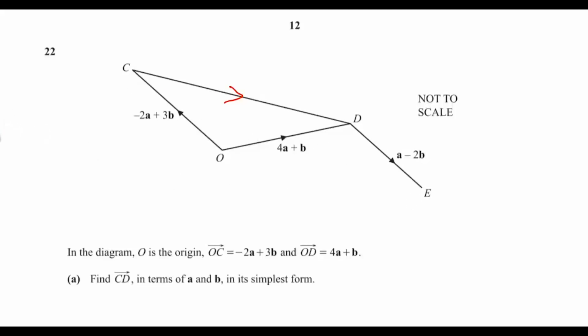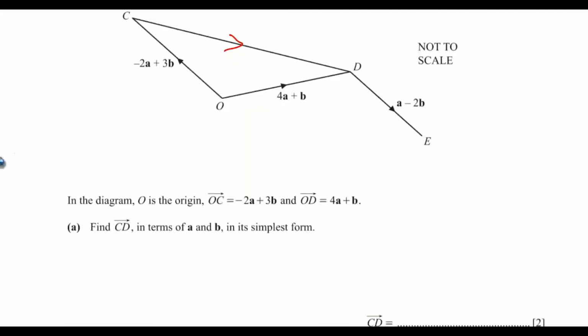So let's scroll down a little bit. So CD will be equal to CO plus OD. If you are used to position vectors, you should know that CD will be equal to D minus C. I just showed you earlier in this video, but I just want to show it to you again.